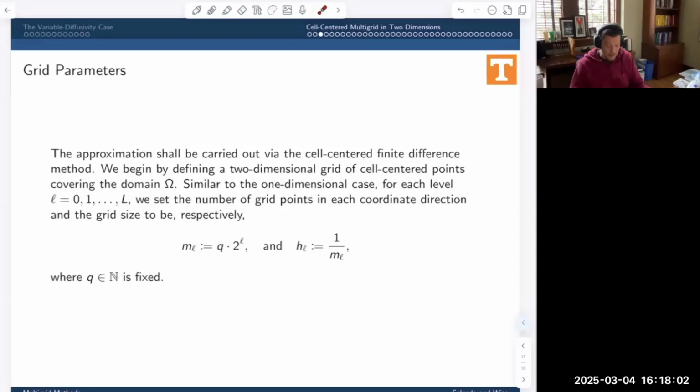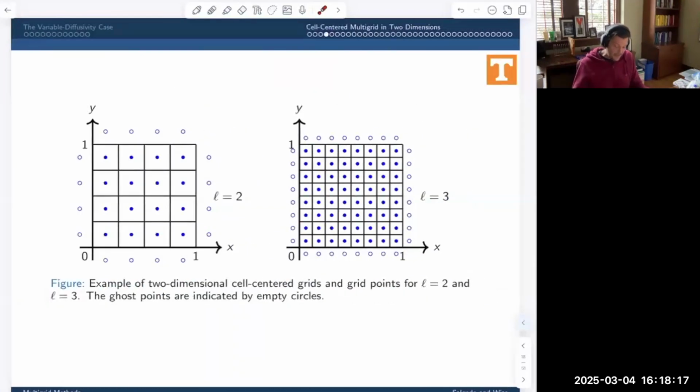I'm going to choose them to be equal to M_l in number, where M_l is equal to Q times 2 to the l, where Q is just some fixed positive integer. The picture of this looks like this. If I have this domain 0 to 1, and I put 4 grid cells in the x direction and 4 grid cells in the y direction, then I'm going to have 16 grid cells covering the whole domain, as I've shown here. Now, I haven't explained yet what these points are, but at least I did last time. These are my cell-centered points, obviously. I could choose, however, to use unknowns at these points, and these would be called vertex points.